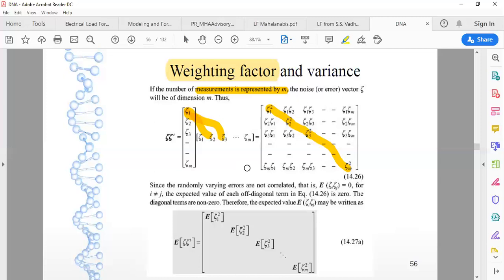Otherwise, for the off diagonal terms, based on our assumption, the expected value of all the off diagonal terms will be 0. So this matrix can be simply represented by using the expected function. All the off diagonal elements will be 0 as mentioned over here, and only the diagonal elements are considered. So the expected value of zeta zeta transpose will be a matrix of m cross m, which has only diagonal elements.